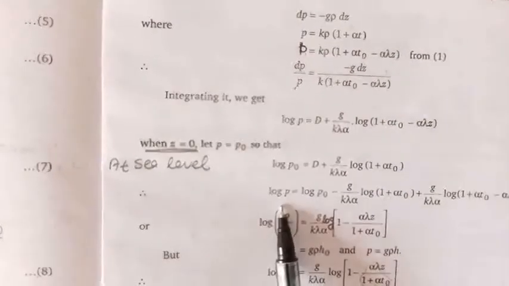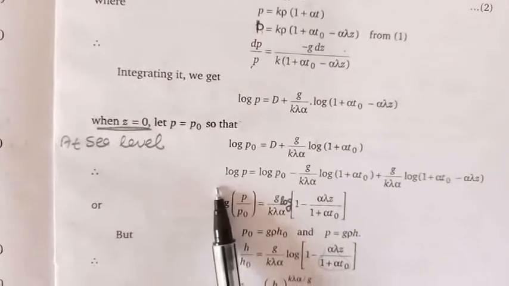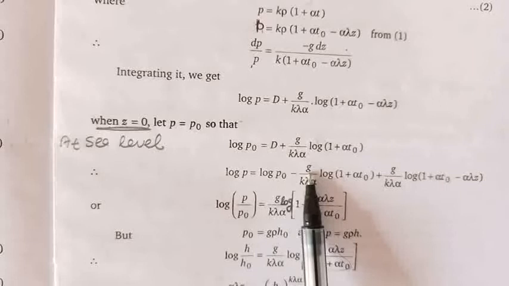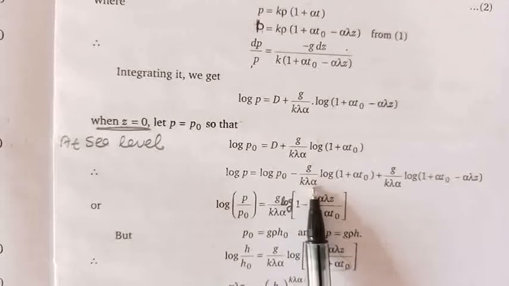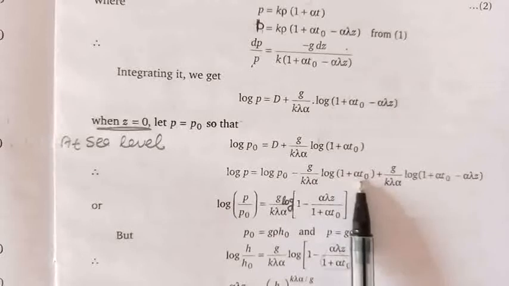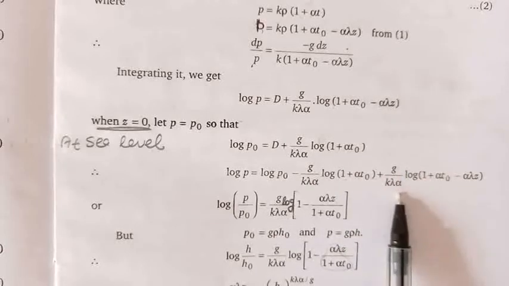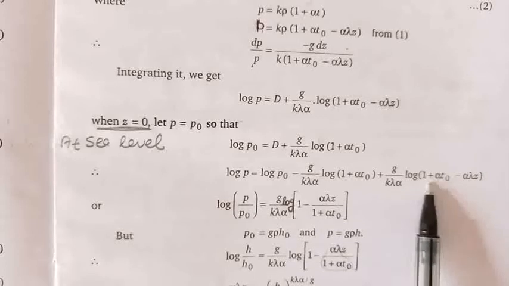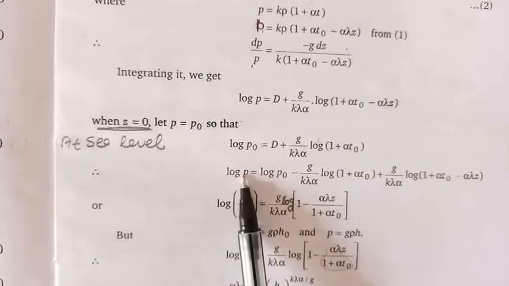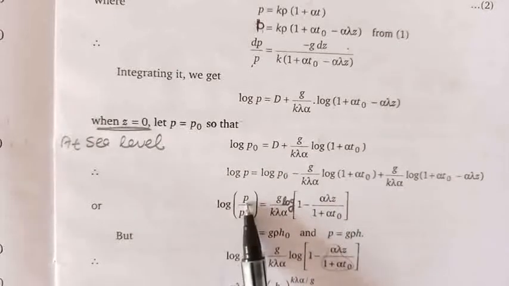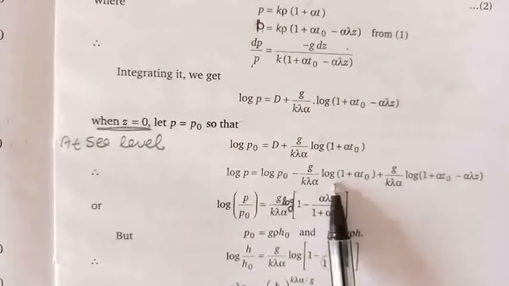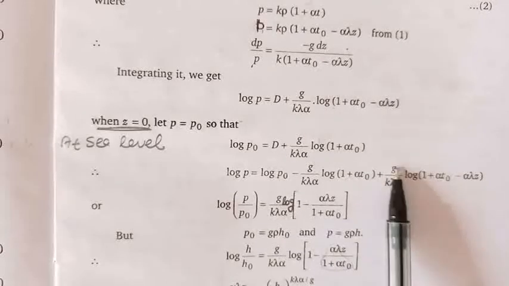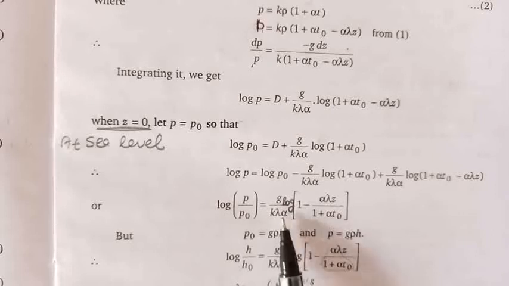Now from here we can find the value of D and substitute it. So finally we get log of P is equal to log of P naught minus g upon K lambda alpha into log of (1 plus alpha T naught) plus g upon K lambda alpha into log of (1 plus alpha T naught minus alpha lambda Z). Shifting this term to the left side, log P minus log P naught becomes log of P upon P naught. From the other two terms, let us take g upon K lambda alpha common and apply the formula log M minus log N is log of M upon N.